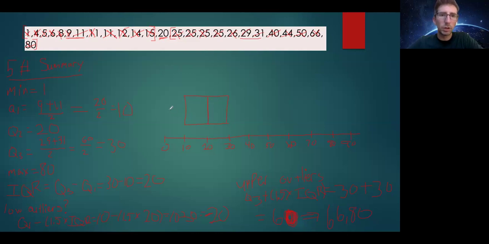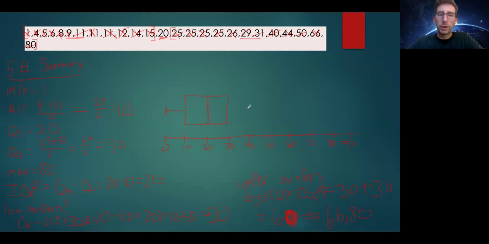So now we've got our box, which is great. Now we're going to draw lines out to our min and our max, unless there are outliers, right? We have no minimum outliers. We have nothing less than negative 20. So I'm going to draw a line out to 1, just slightly above 0. We can call it a whisker. This is our minimum value of 1.